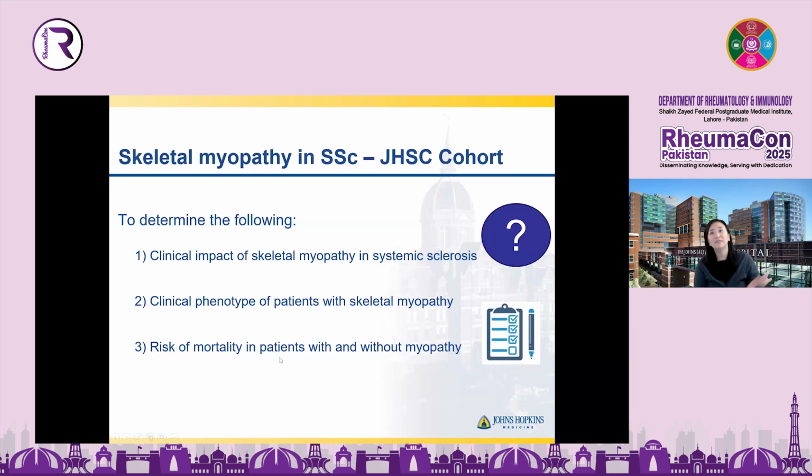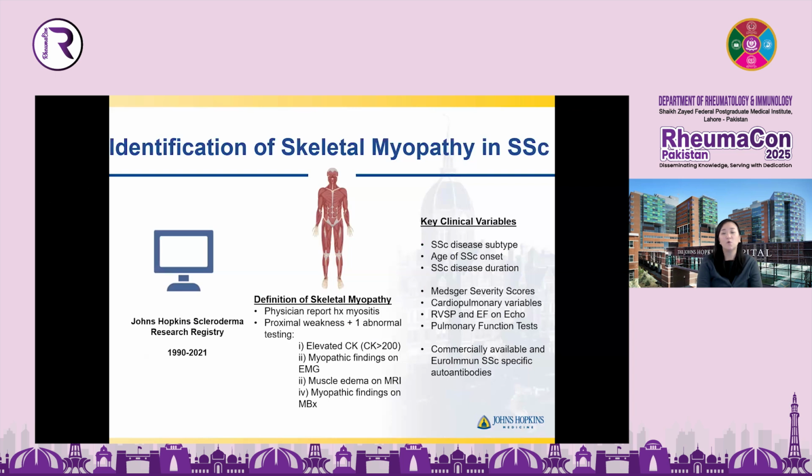What has happened since 2015 to now is that in our scleroderma registry, we have a distinct definition of what we think is myopathy in our scleroderma database. Before, we did not have this. It was all going by hand. But since we have this, we're able to identify these patients a lot more easily now.